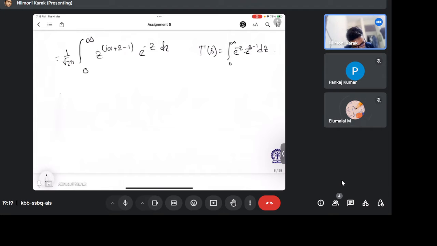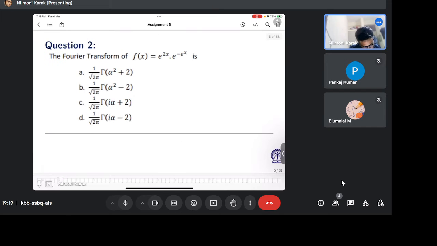And so here 1 by root 2 pi. So this is the exponent, i alpha plus 2, and e to the power minus z. So this should be gamma of i alpha plus 2. You don't know the value of alpha, so that's why you can simplify it. Gamma of i alpha plus 2. Option C is correct. You can simplify it because you know gamma s plus 1 is s gamma s.